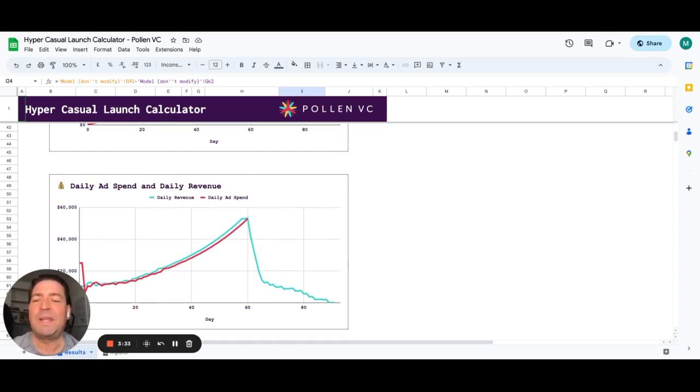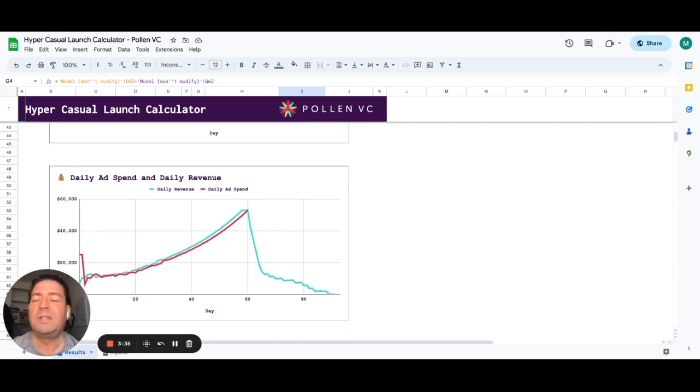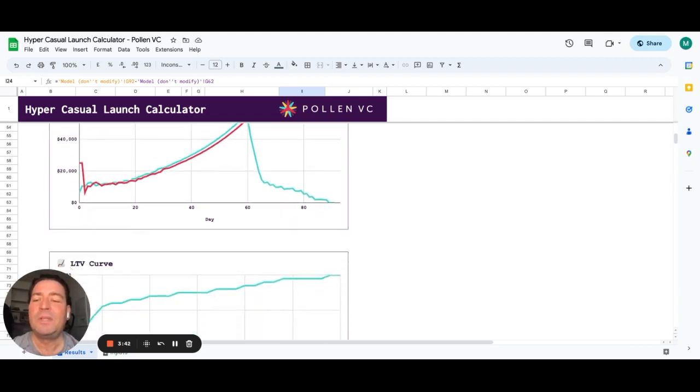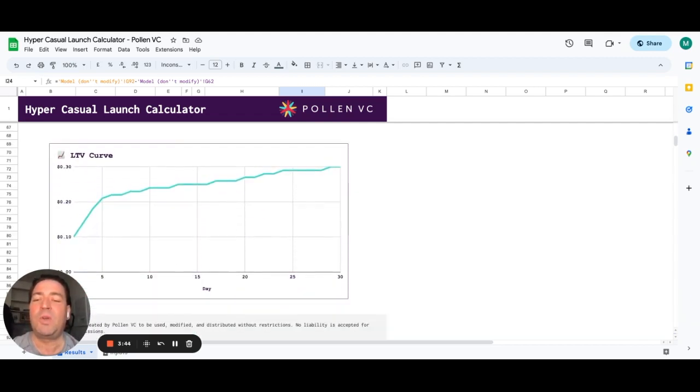So what's happening on a daily basis. Obviously the two are very, very linked, because you're reinvesting as much as you can back into ads until you decide you want to stop scaling that game. And then here's just a depiction of the LTV curve here as well.